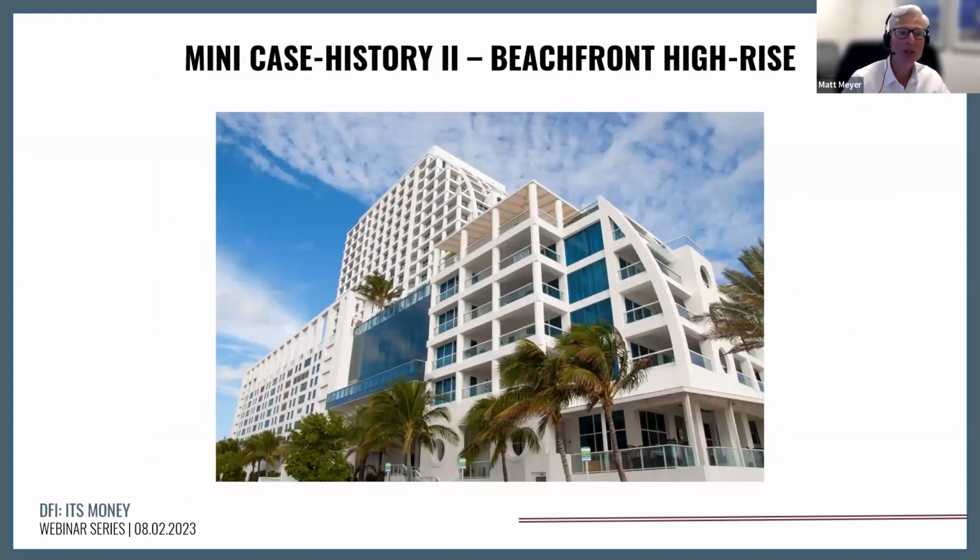Now moving into the second mini case history, which is a case study on a beachfront high-rise in South Florida. This is going to be a markedly different approach to the implementation of variable length and the efficiency of the auger cast in place pile system. This is conversely different than the Mercedes-Benz Stadium.